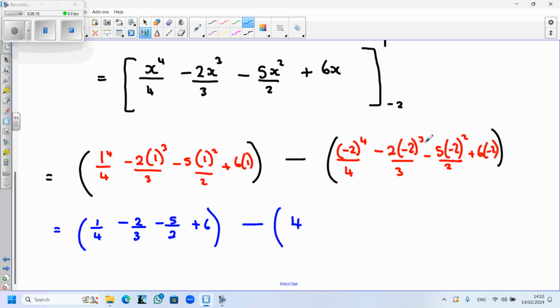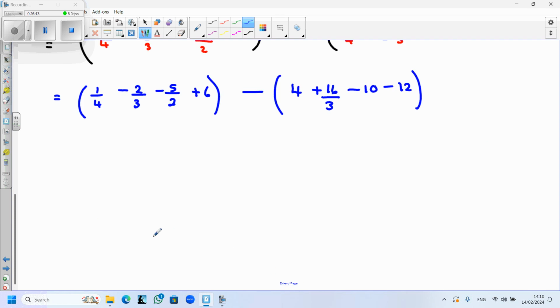Minus 2 to the power of 3 gives me -8. Negative 8 times -2 gives me plus 16, and that's in thirds over 3. Then I've got minus 2 squared, which is going to be 4. 4 divided by 2 is 2. 2 times minus 5 is minus 10. And then I've got 6 times -2, which is -12. Okay, so now we want to tidy up those values.